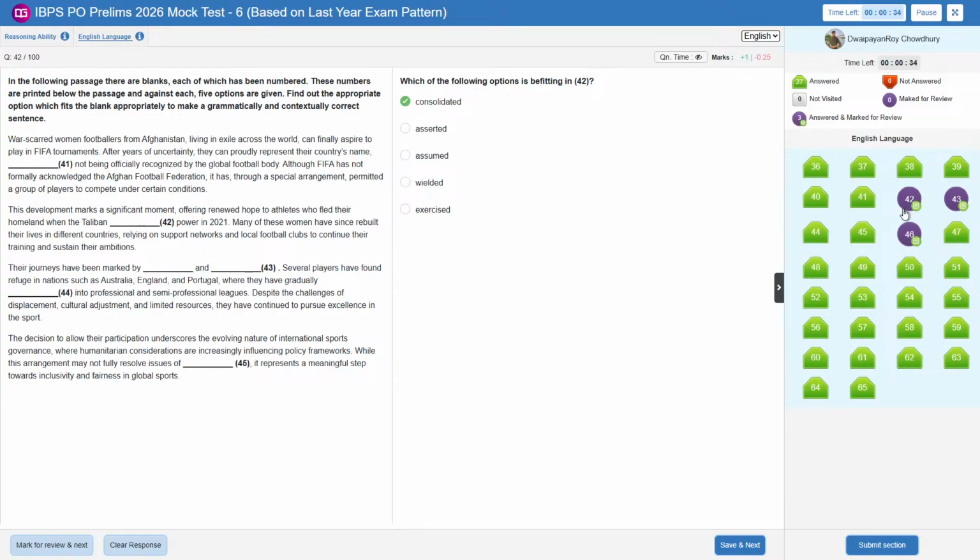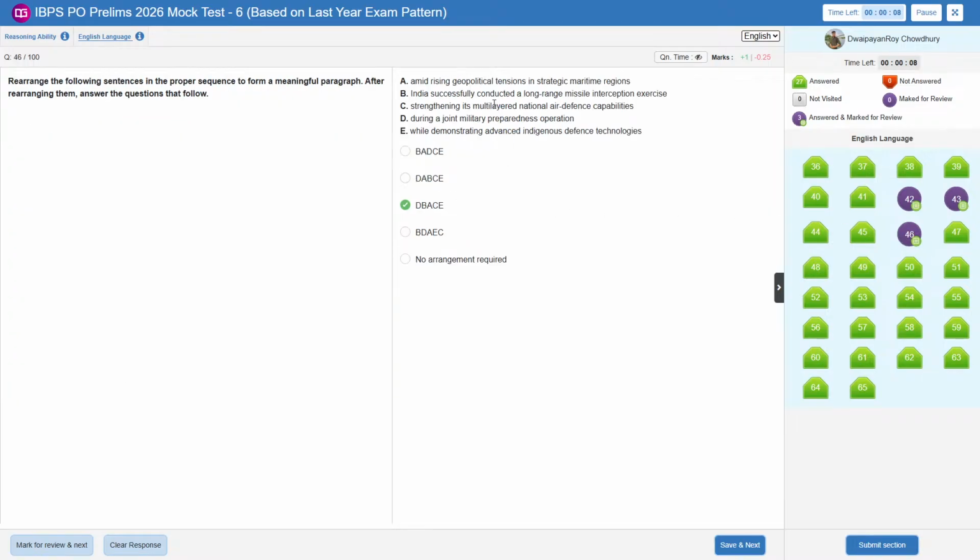42. Taliban consolidated power, asserted, consolidated, asserted power, assumed. Displacement and resilience. During a joint military preparedness operation, India successfully conducted. I guess this is all right.